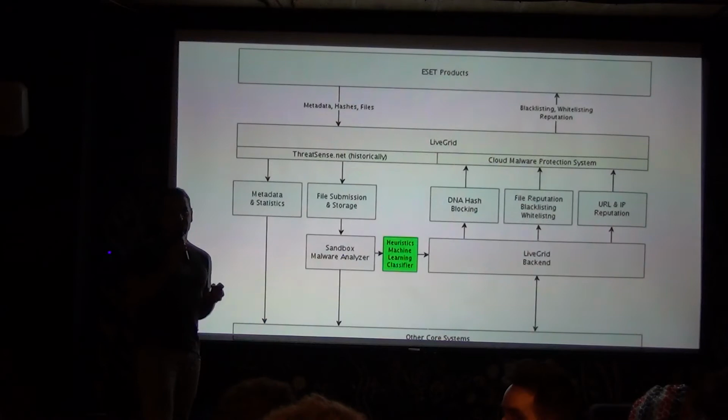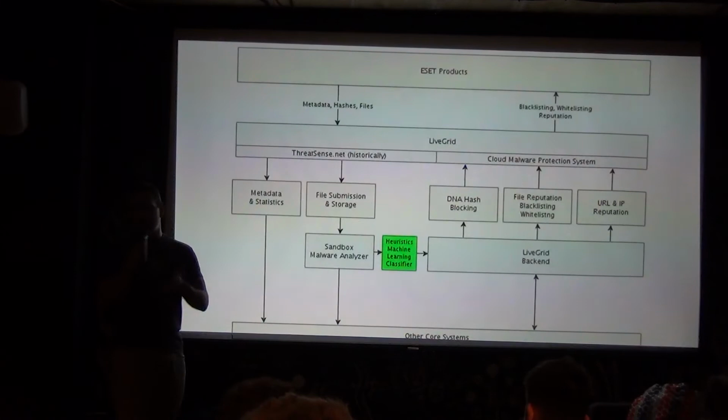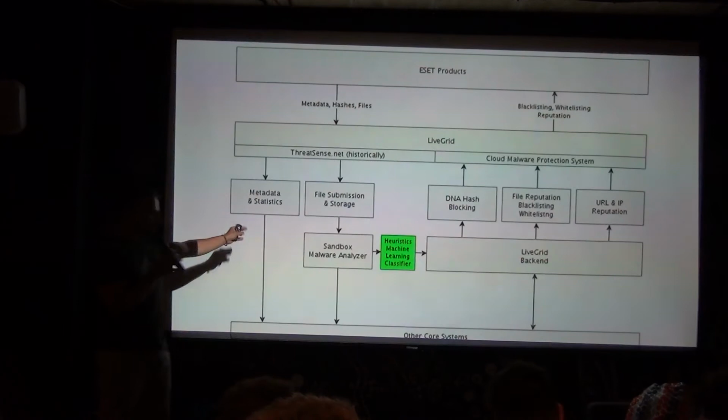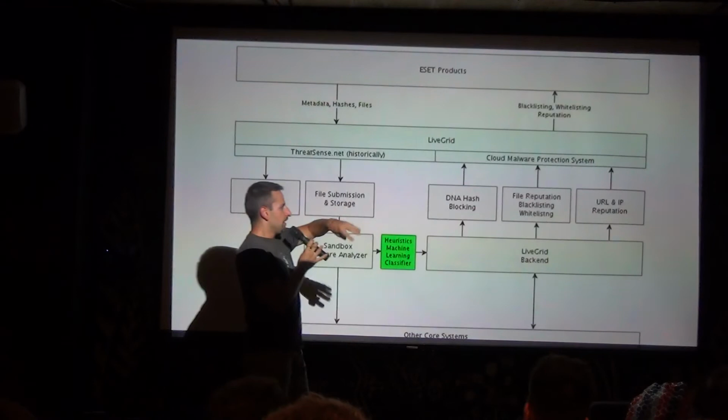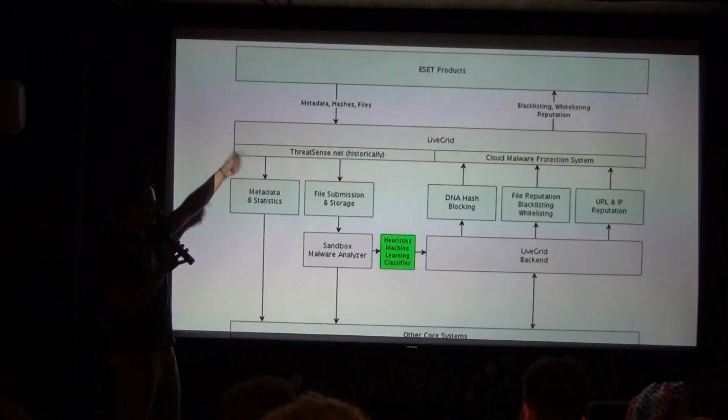and try to extract different features when it's unpacked in memory, because samples to be executed on the CPU must be unpacked. At this moment we extract those features and then we put them into different heuristics, machine learning classifiers, or send them for human detection. Then it goes to our backends. We do this DNA hash blocking. This information influences our reputation systems and then goes back to ESET products.